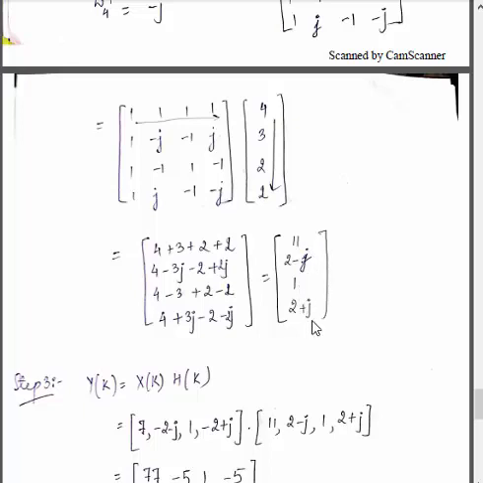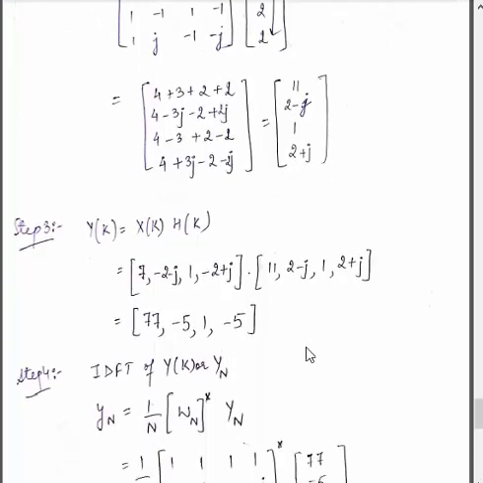Our third step is to multiply X of k and H of k, meaning multiply the DFT of x of n and the DFT of h of n to find out the output Y of k. So the third step is Y of k is equal to X of k into H of k. X of k is 7 minus 2 minus j 1 minus 2 plus j. H of k is 11 2 minus j 1 2 plus j. Multiply 7 into 11, it is 77. Multiply minus 2 minus j with 2 minus j, it becomes minus 5. 1 into 1 is 1. Multiply this and this, minus 5. This is our output Y of k.